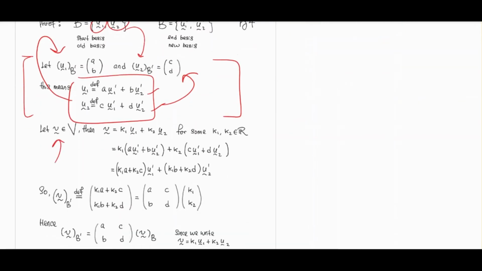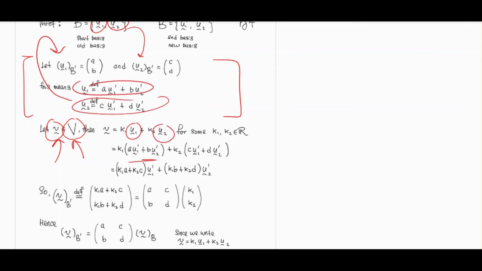So this is our starting point. Then you take any vector, a fixed vector v from this vector space V. Because your vector space V has basis vectors u1, u2, we can definitely write v as k1 of u1 plus k2 of u2, because being a basis, it spans the space. Now we are going to rewrite u1 as a linear combination of u1 prime and u2 prime. We write our u1 using this equation, and we write our u2 using this equation. That's the reason why you see this.